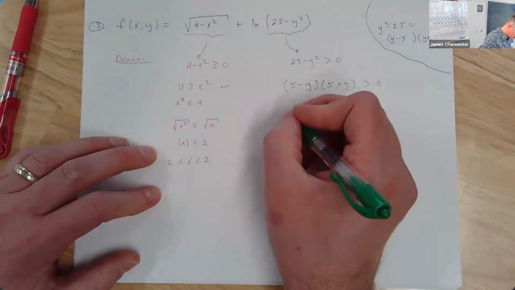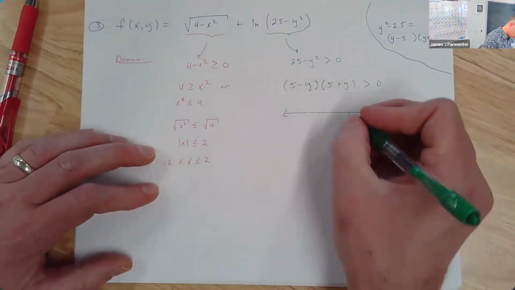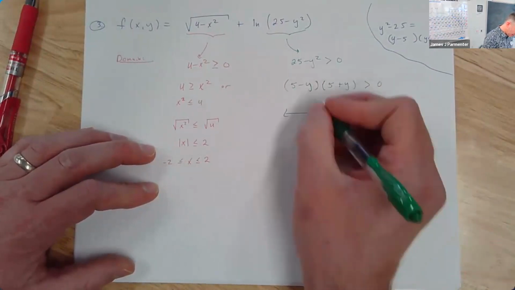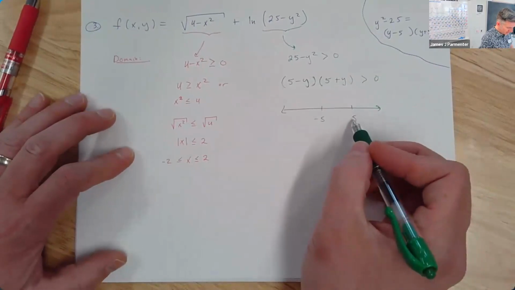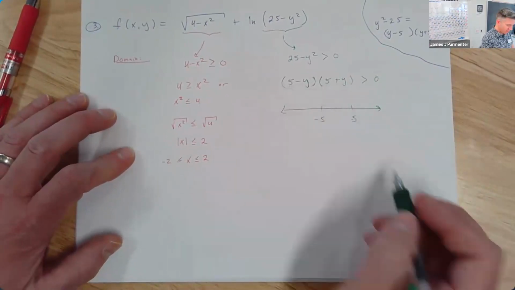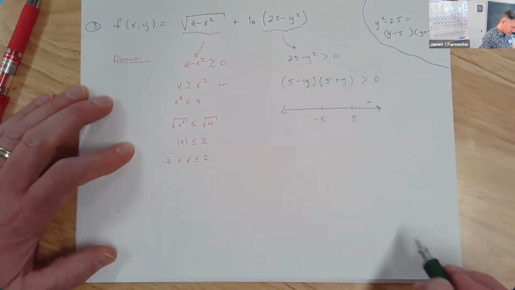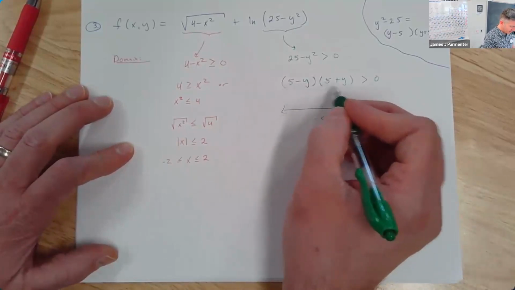And then I'm going to use the number line to determine where this thing is positive. So I'm going to put +5 on my number line and -5 on my number line. And I'm going to test points. Test a point bigger than 5, like 6. 5 minus 6 is negative. 5 plus 6 is positive. Negative times positive is negative. Similarly, pick something between -5 and 5, like 0. 5 minus 0 is positive. 5 plus 0 is positive.